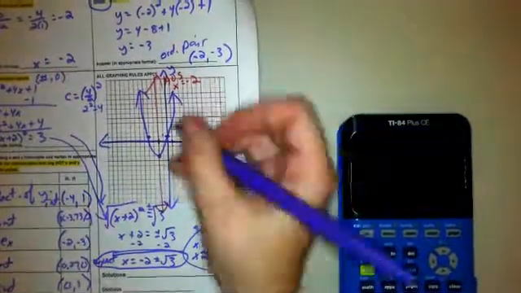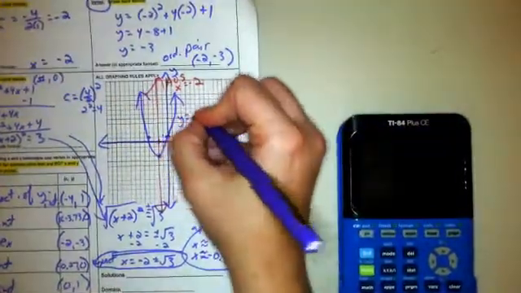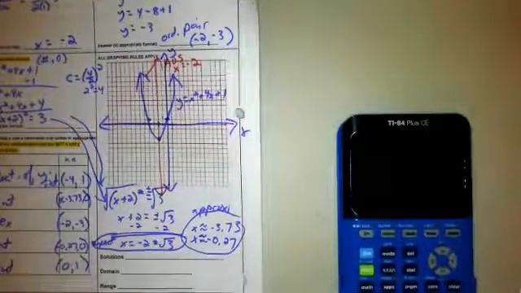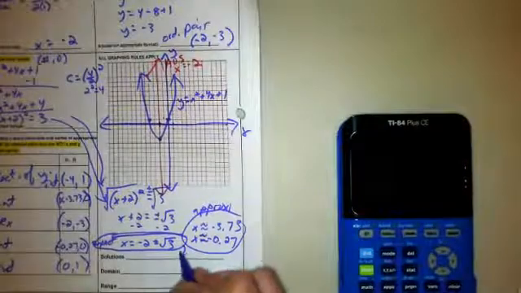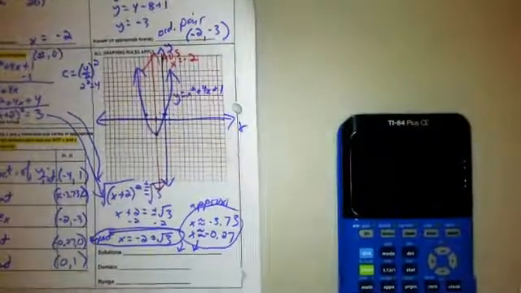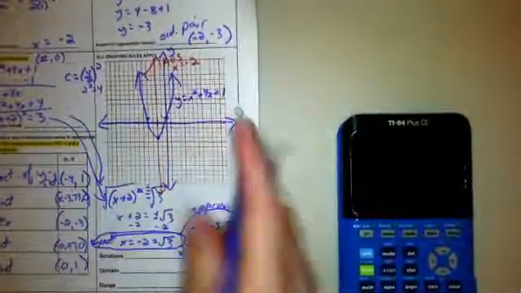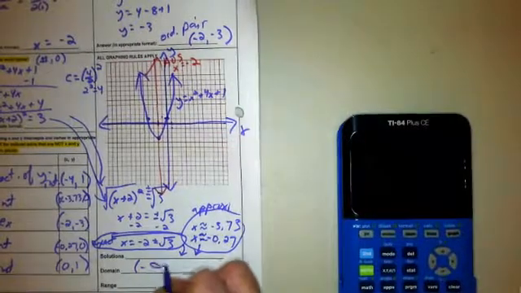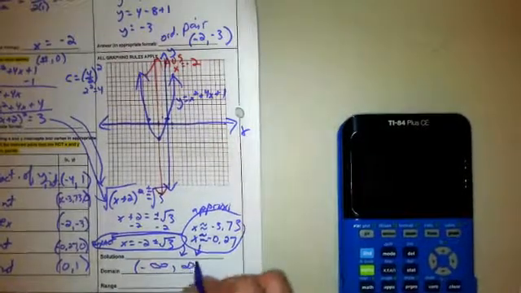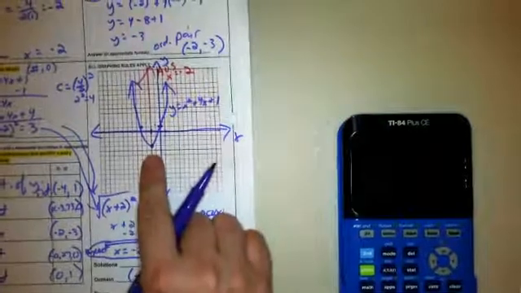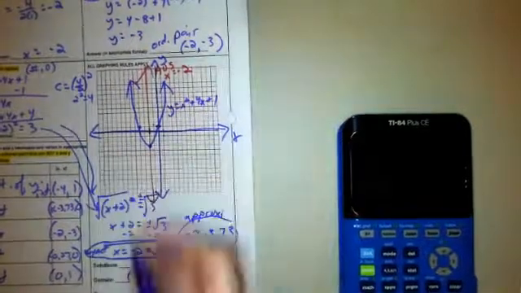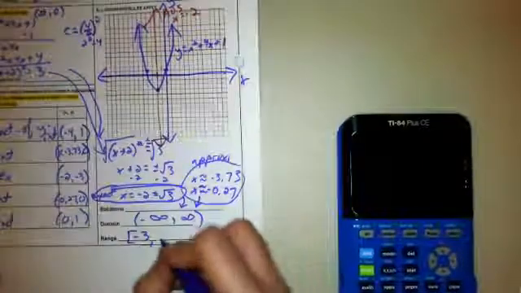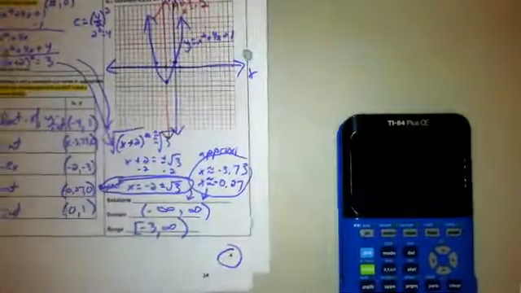My actual equation is y = x² + 4x + 1. My solutions, which we already did, are my x-intercepts. My domain, my x values, are going to be negative infinity to infinity. And my range is going to be from my minimum all the way up, so that's [-3, infinity). And there you have it.